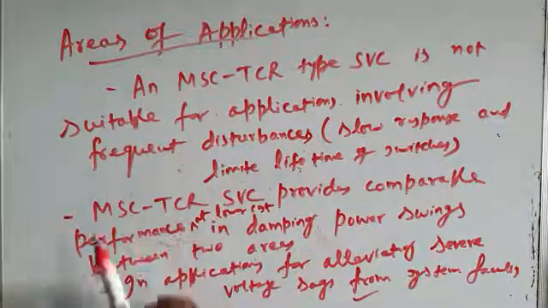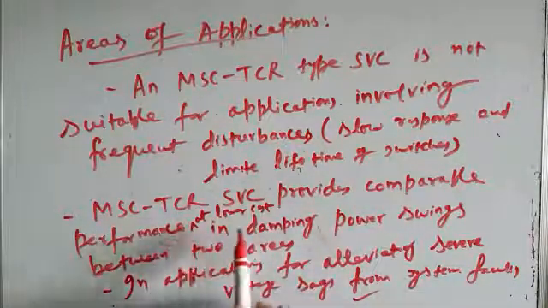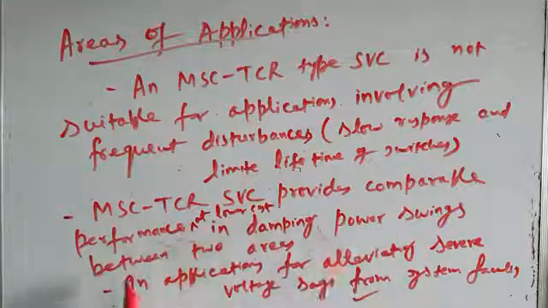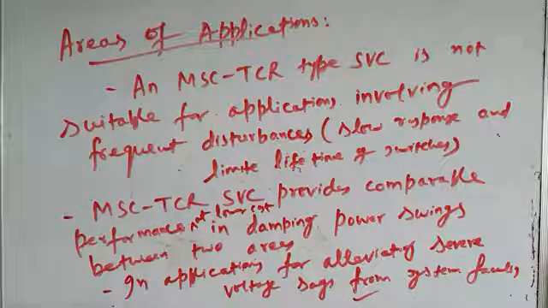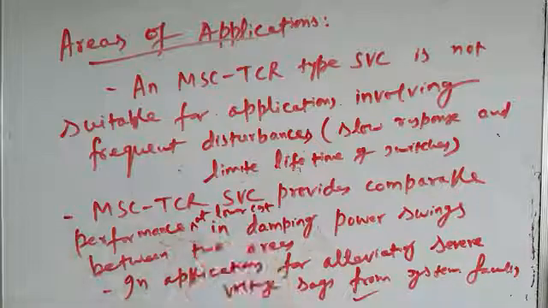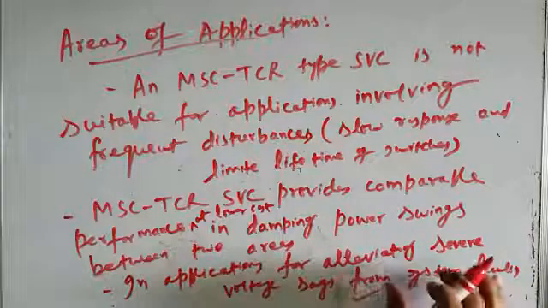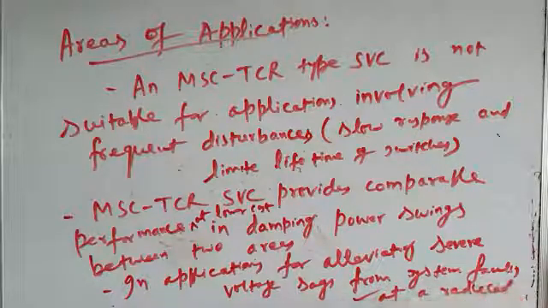So therefore its areas of applications are like this. Number one, it provides a comparable performance at a lower cost in damping power swings between two areas because it does not involve fast switching operation. And it is also used in applications for alleviating severe voltage drops from system faults because these faults occur once in a while, they don't occur frequently. So since frequent switching is not required, MSC TCR type SVC is suitable for this application also at a reduced cost as compared to TSC TCR SVC.